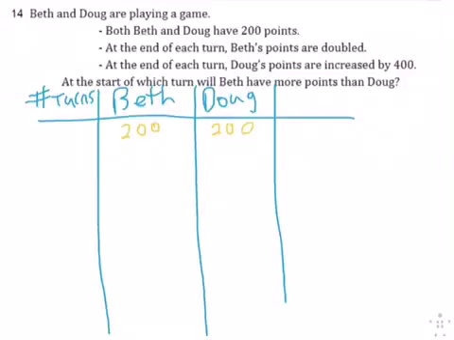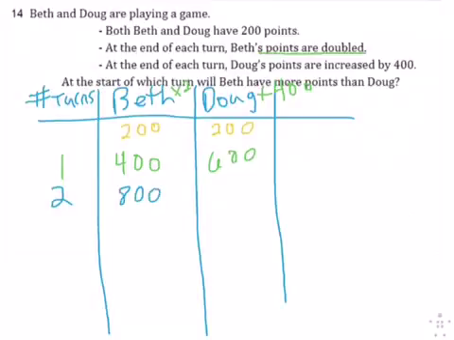So after the first turn, we know Beth's points are doubled, so she's going to be times 2. So 200 times 2 is 400. And we know Doug's points increase by 400, so it's going to be plus 400. So 400 plus 200 is 600. Then on turn 2, Beth's 400 times 2 is going to be 800, and Doug's 600 plus 400 is 1,000. So when we go to turn 3, Beth's still behind Doug.